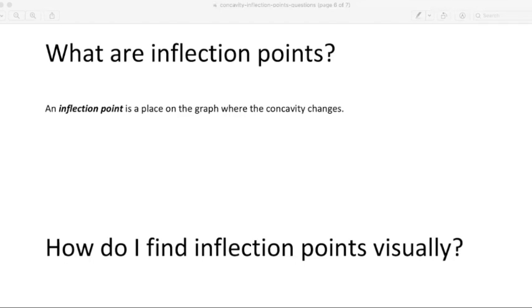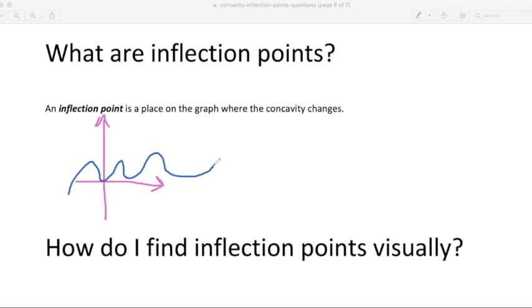Finally, what is an inflection point? An inflection point is a place on the graph where the concavity changes. So once you learn to recognize concavity, you can see these pretty straightforwardly. Just look for the place where the curve goes from being concave up to concave down, or vice versa.